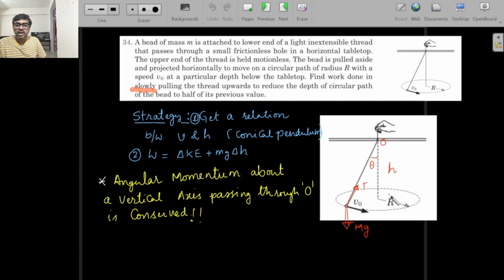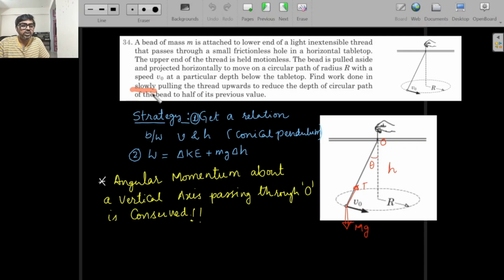Angular momentum about the vertical axis passing through O, the center of the circle and the hole, will be conserved. Looking at the forces, the tension passes through that point, so its torque about that point is 0. mg produces torque, but that is along the horizontal direction, not along the axis of rotation. So about that axis the torque is 0, and angular momentum about the axis can be conserved if the equations require it.